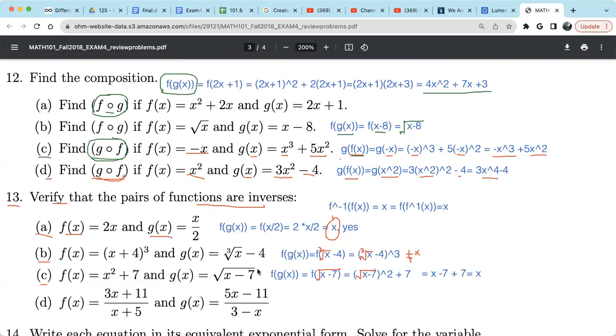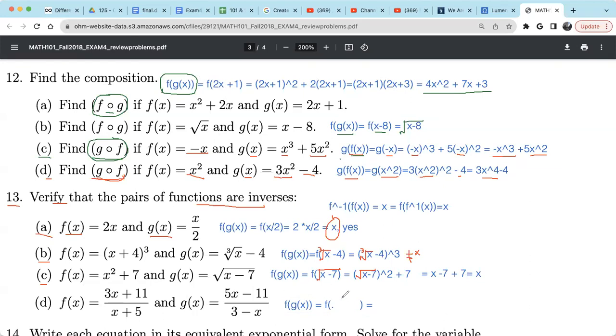Now let's see D. D will do the same. F takes G as input. And then F takes the G. How is G defined? 5x minus 11. You know what? I'm going to need space, so I'll write later on with my pencil. This is impossible to type.